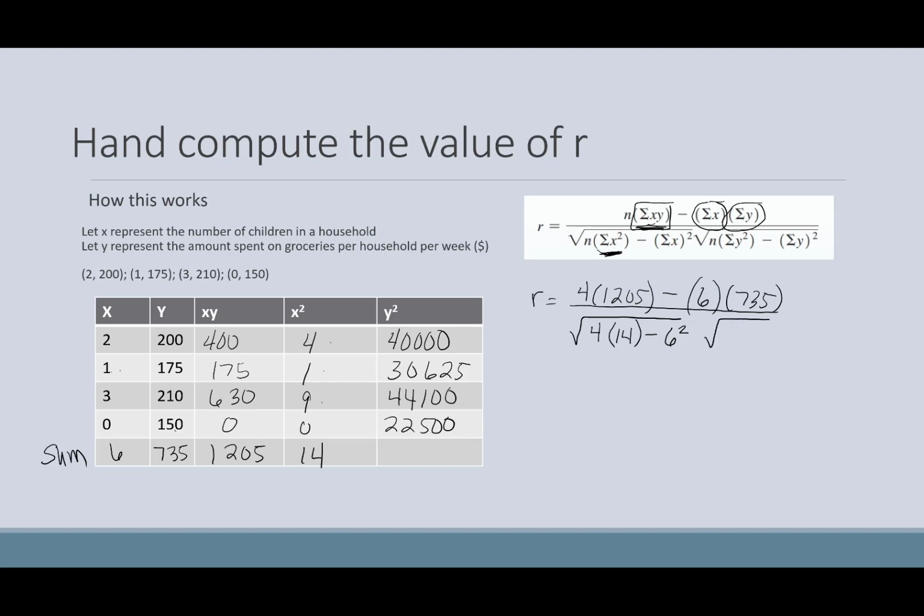And then I have another component here. I have the square root. Again, my n shows up, so I have a 4. And I need the sum of my y squareds. So I would come over to my y squareds column, and I need to add up this entire thing, which turns out to be 137,225. And then the last component I have here is the sum of my y's, that quantity squared. So the sum of my y's was this 735 over here, and I have to have that squared.